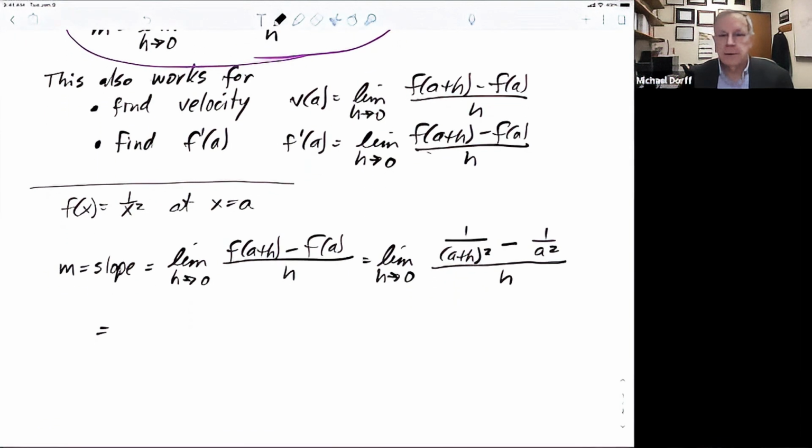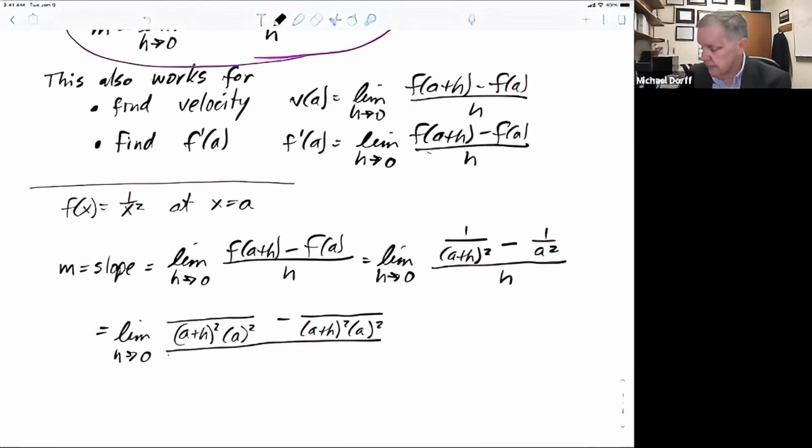In this case, what I need to do is get a common denominator for the terms in the numerator and then simplify them. All right, so I write this, the limit as h goes to 0. What's my common denominator? Well, it's going to be a plus h quantity squared times a squared. So I'm going to have that in terms of both parts in the numerator. My denominator stays the same. Now, in order to make this in blue have that common denominator, I have to multiply the denominator and the numerator by a squared. So I'm going to have 1 times a squared, or a squared, in the numerator.